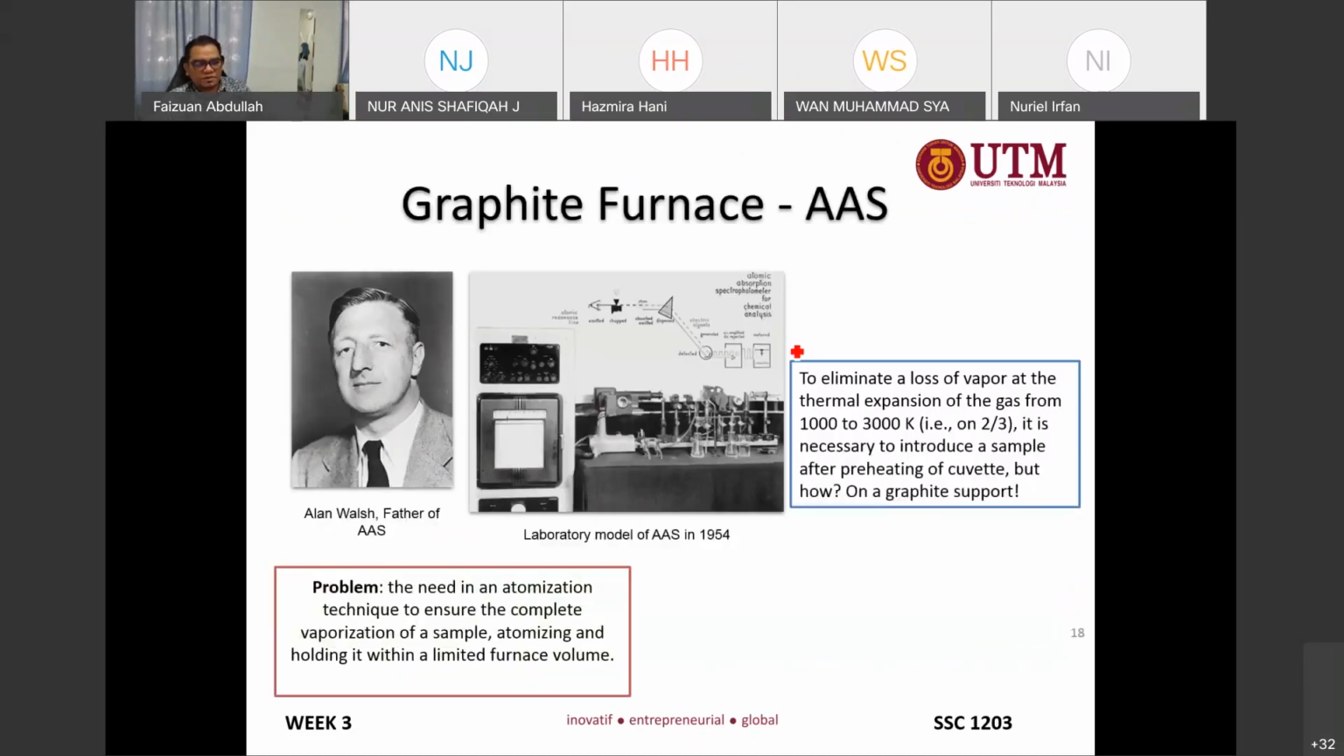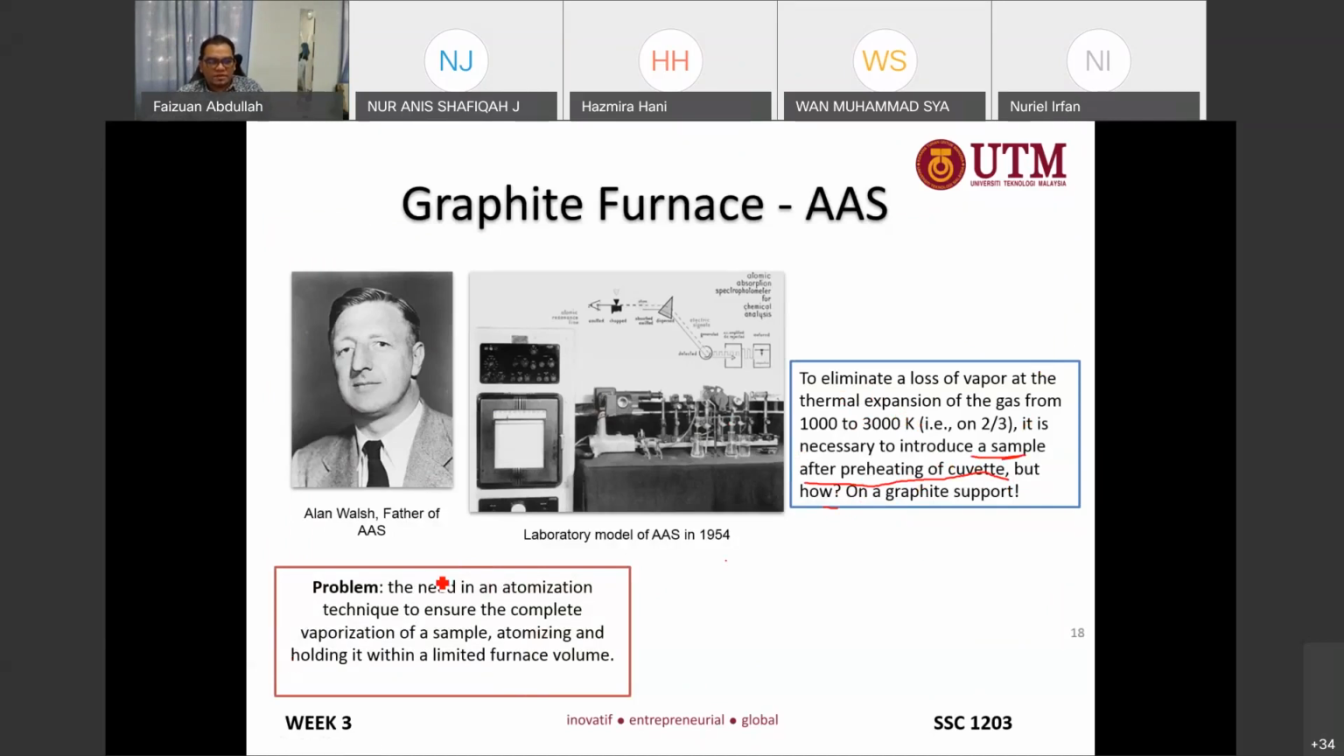This is the history of AAS. Alan Walsh, the father of AAS. This is the laboratory model of AAS, 1954. To eliminate a loss of vapor at the thermal expansion of the gas form, it is necessary to introduce a sample after preheating of the cuvette, but how? This is the idea of the first AAS.